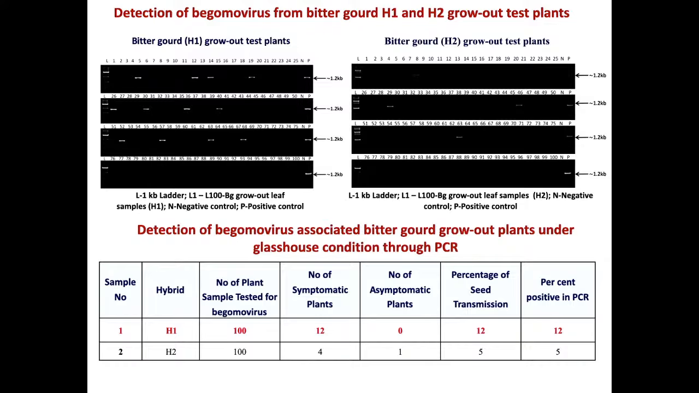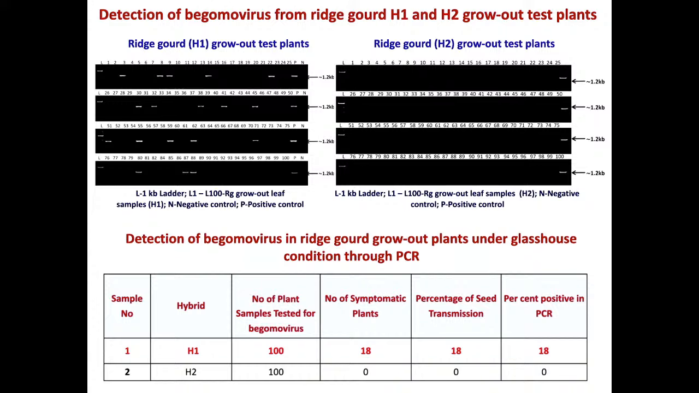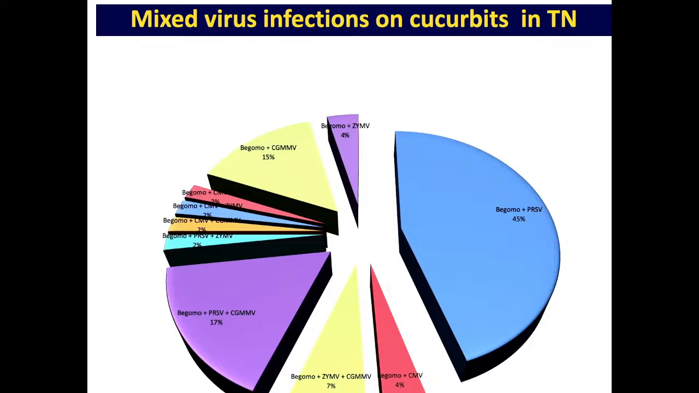This is one of the next problems for the outbreak and the severity of the diseases. Similarly, in another cucurbitaceous crop, ridge gourd, we could get 18% seed transmission in one of the lots, but in one of the other hybrids, we could not get any seed transmission. That was proved. And the major menace, the next problem, is mixed infection.